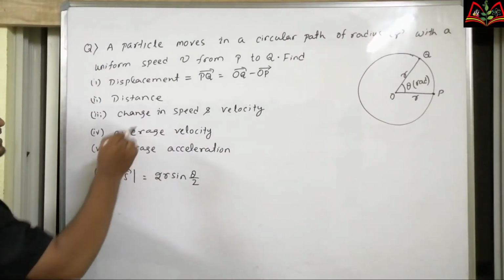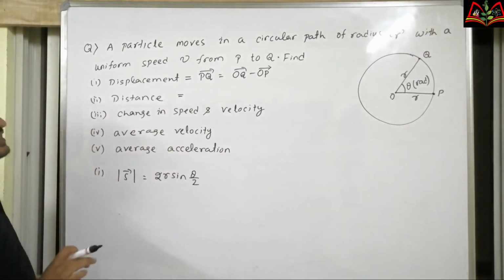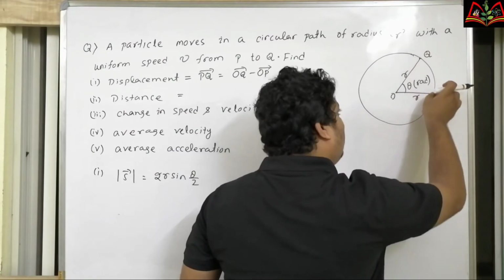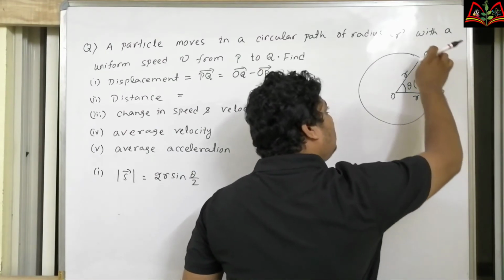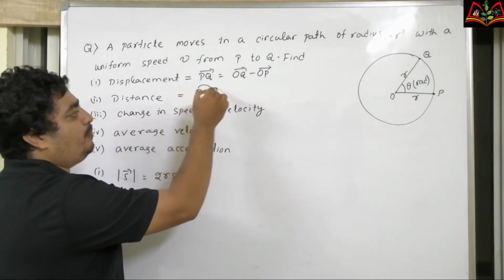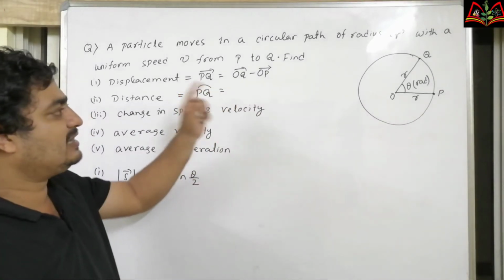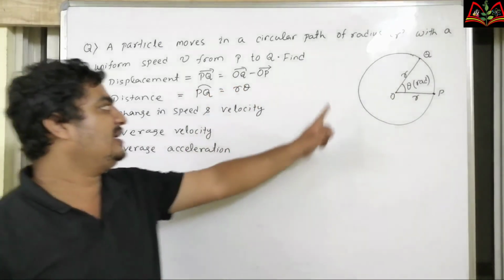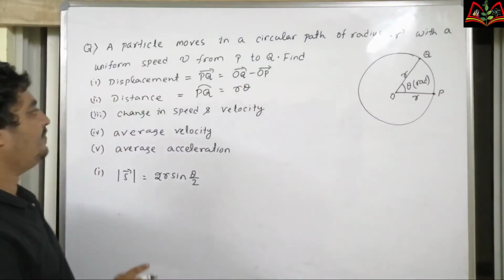Now second bit, it is the distance. So the particle moves in the circular path. So this arc length is the actual distance. So we can say it is equal to the arc length of PQ, and it is equal to R theta. But theta must be in radian.